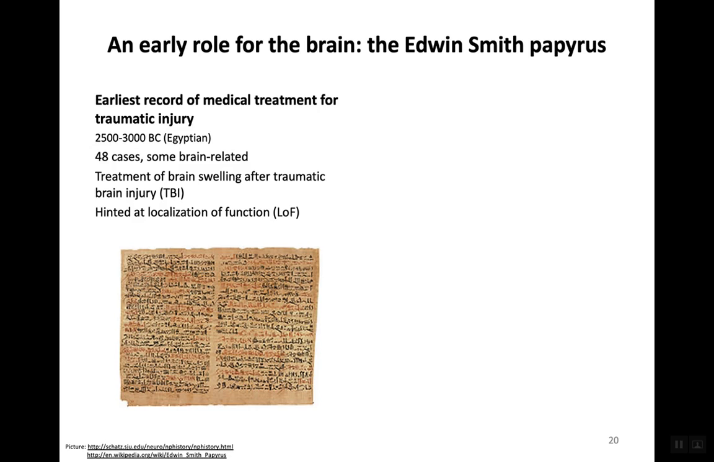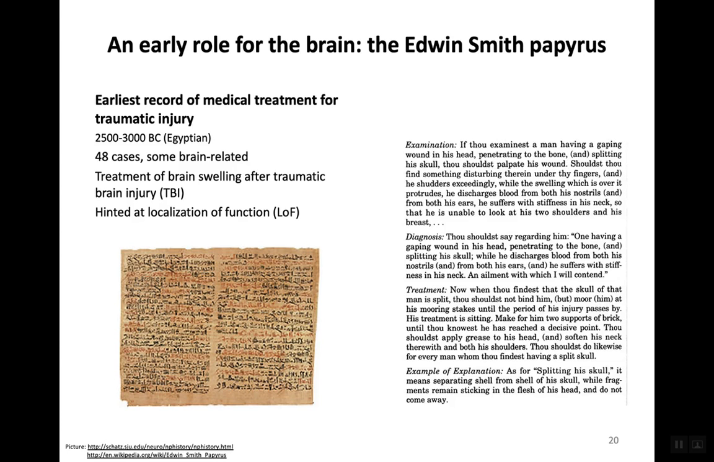So the Egyptians did note that, and did note that by opening up the skull, they can relieve some of that pressure and increase someone's chances of survival. Why is this ultimately interesting? Well, because it hinted at the localization of function. They noted that if the injury happens to some part of the brain rather than the other, the cognitive impairment that results out of this differential patterns of injuries are also different.